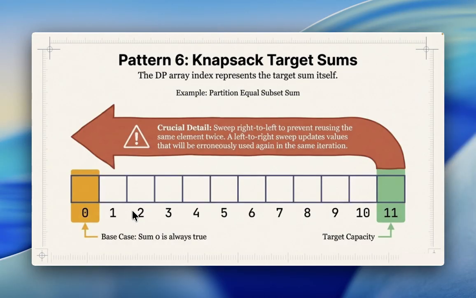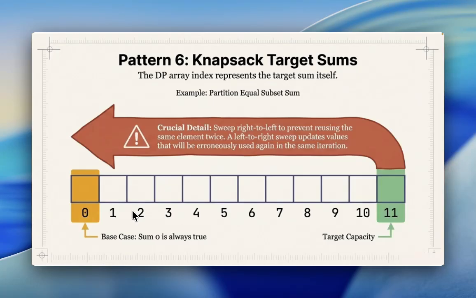Pattern 6, knapsack or target sum. The DP array index represents the target sum itself. Example, partition equal subset sum. Crucial detail: sweep right to left to prevent reusing the same element twice. A left-to-right sweep updates values that will be erroneously used again in the same iteration. Base case: sum 0 is always true.